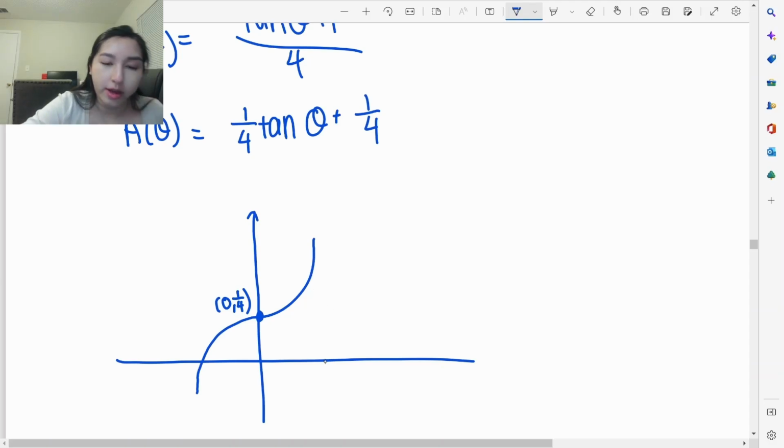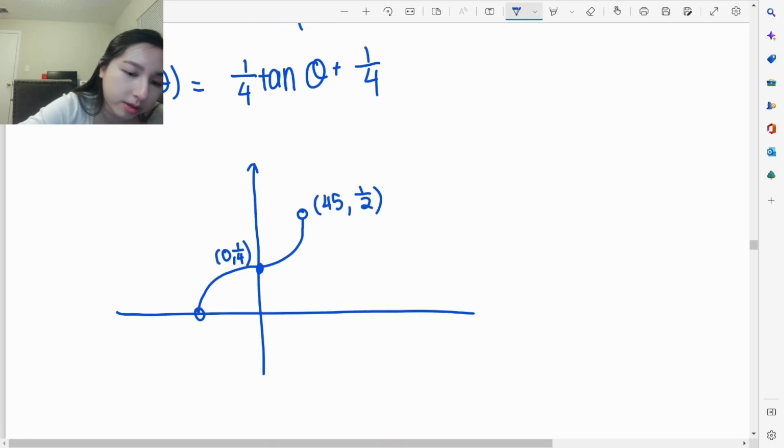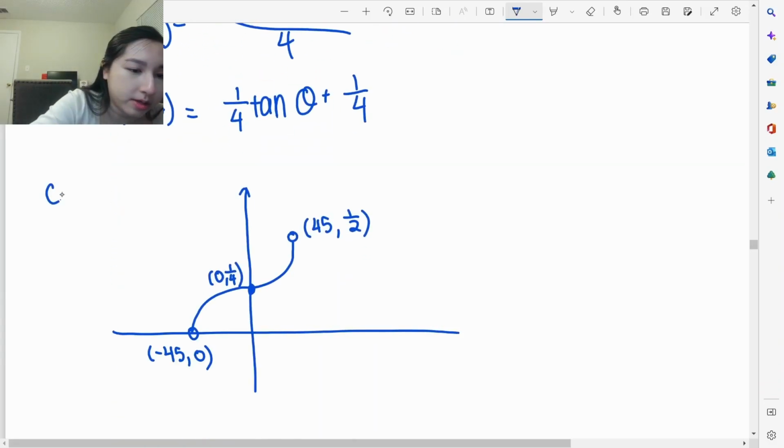It's just 1/2, and it looks like this then. So we don't include these two points. When theta is 45, this is 1/2. When theta is negative 45, this is 0, because negative 1/4 plus 1/4. Alright, that's my answer for C.